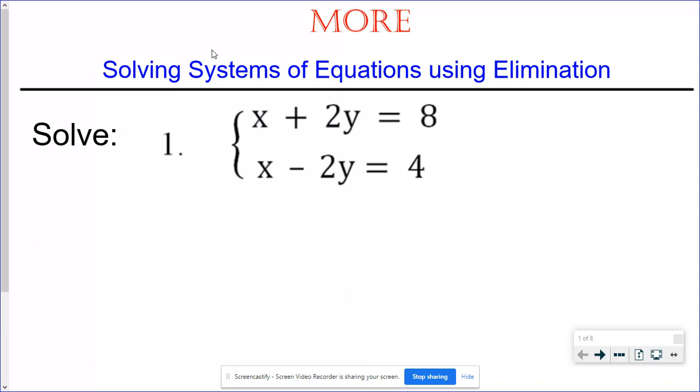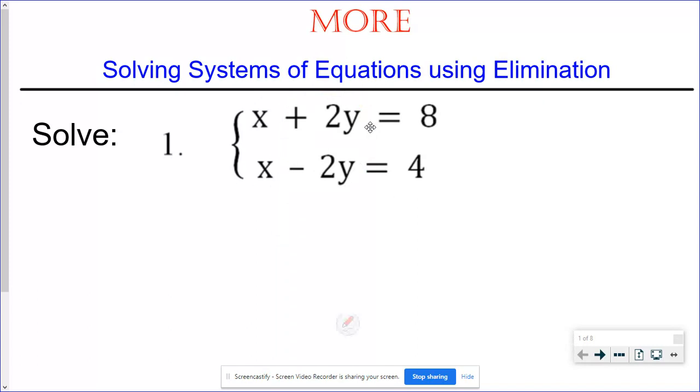In this first problem, I want you to remember the whole idea behind elimination is we want to get one of the variables to go away. We want them to be opposite coefficients. And we already have that in this problem. For my y's, one of them is a positive 2y, the other one's a negative 2y. When I add these two equations together, those y's are going to be eliminated.